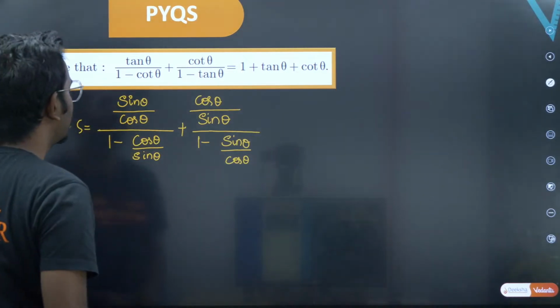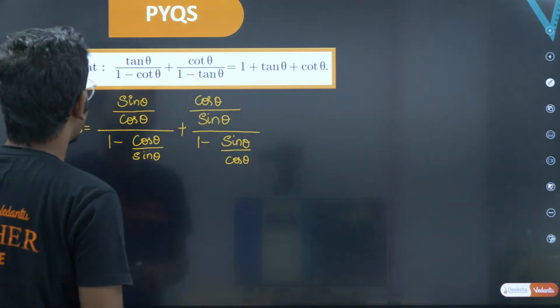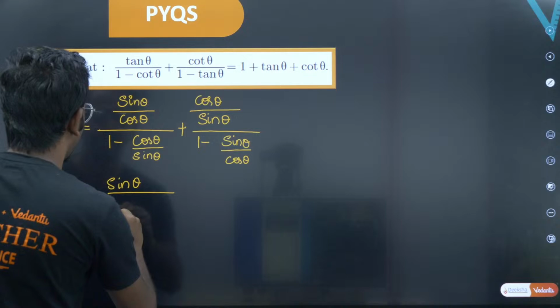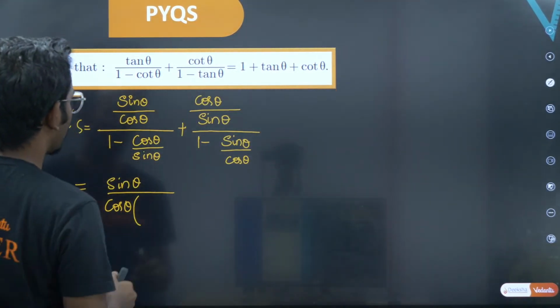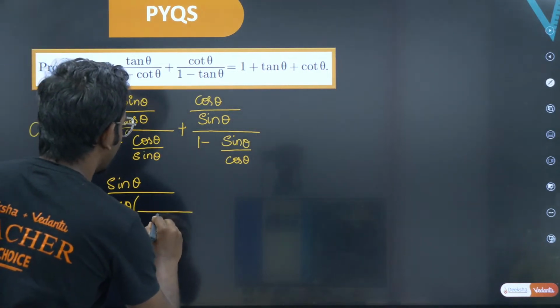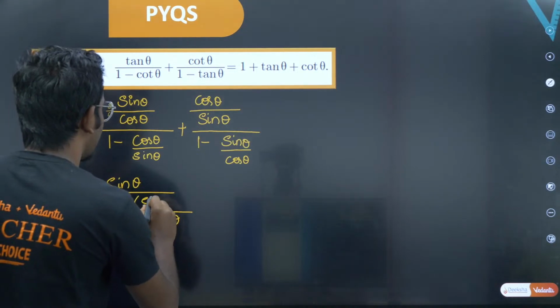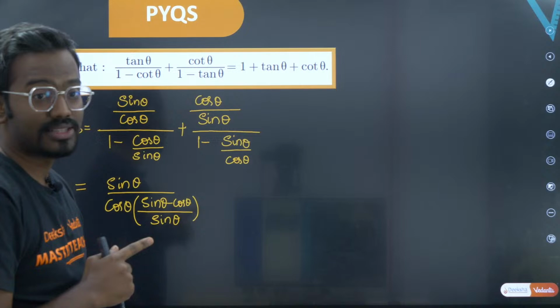Okay, so now what happens? I'll send this cos theta to the denominator. I'll take LCMs and what happens? This sin theta will be there, by cos theta will be there, and if I take the LCM out of this, you will be left with sin theta in the LCM and this becomes sin theta minus cos theta. Sir, sin theta minus cos theta. Okay sir.